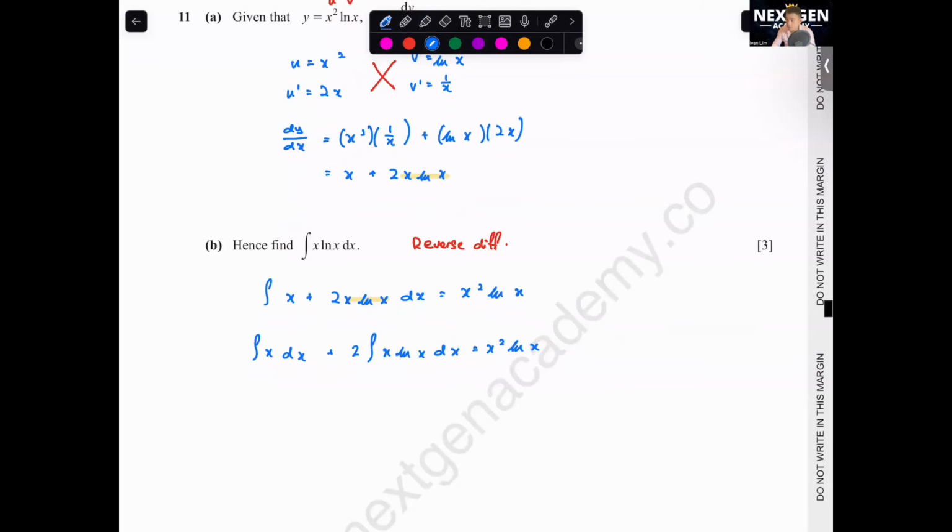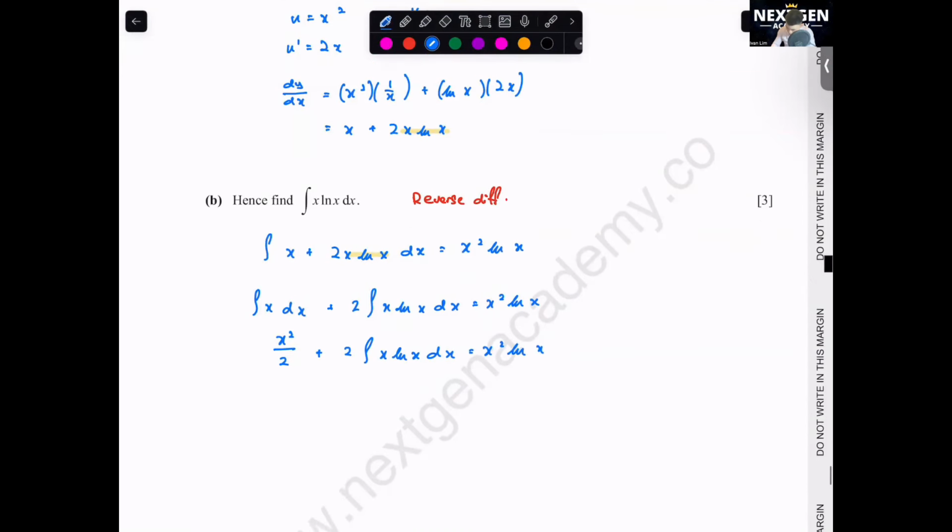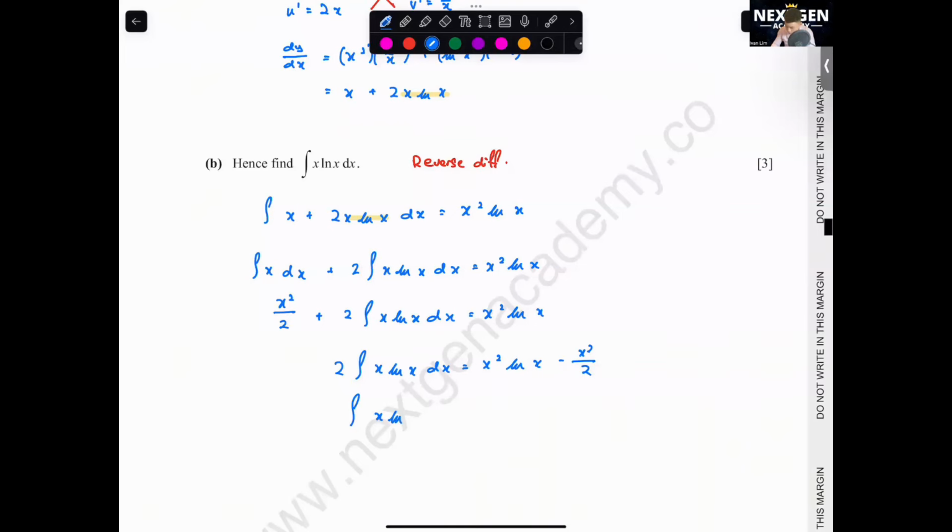Okay, but I can integrate this first. x will become x squared over 2 plus 2 integral x ln x dx equals x squared ln x. Okay, then here 2 integral x ln x dx equals x squared ln x minus x squared over 2. And the last one, I divide everything by 2. Integral x ln x dx will become 1 over 2 x squared ln x minus x squared over 4. Okay, don't forget to put the plus c at the back.